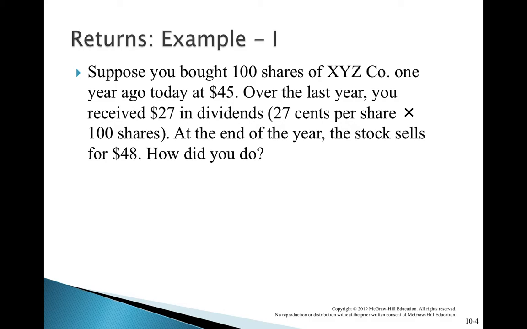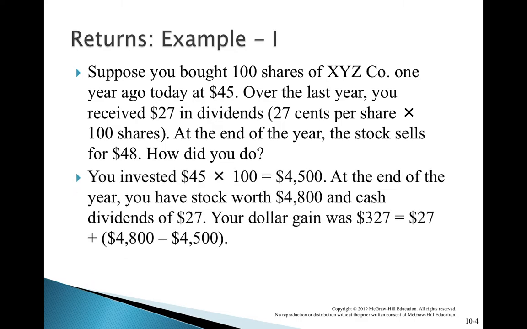That means you purchase 100 shares at 45, so your beginning value of investment is 4500. Ending value, you sell at 48, so 4800 is the selling price of the shares. $27 is the dividend, so 4800 plus 27, 4827 is the ending value. 4500 is the beginning value. Alright. So total return is equal to 327 from this particular stock.